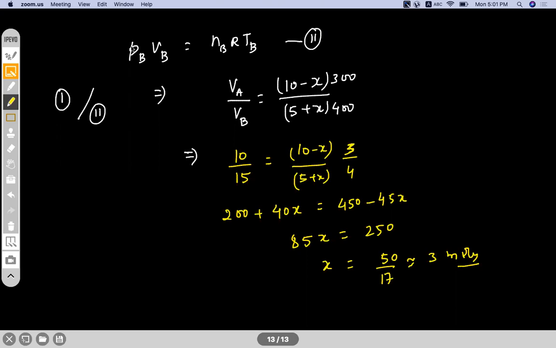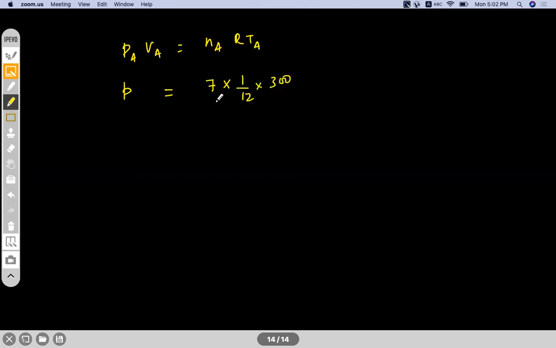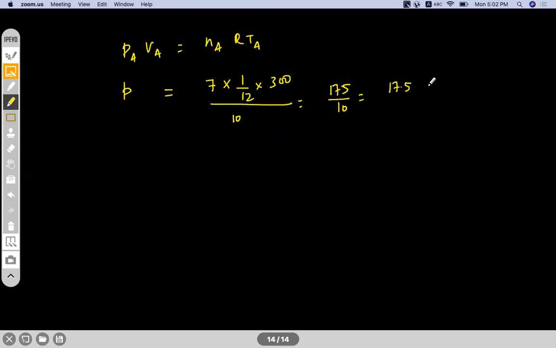Now we can substitute this in any one of the PV equals nRT formulas to find out the pressure. Suppose we apply the first one, P VA equals nA R TA. P equals nA, which is 10 minus 3, that is 7, into 1 by 12 into 300, divided by volume 10 liter. So 25 into 7 is 175 by 10. That is, we are getting 17.5 atmosphere. This is the pressure we have in both containers.